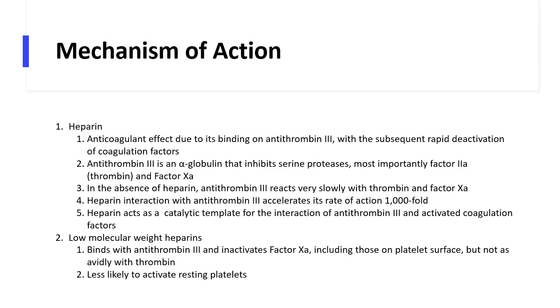What is the mechanism of action of heparin? Its anticoagulant effect is due to its binding on antithrombin 3 with a subsequent rapid deactivation of coagulation factors. Antithrombin 3 is an alpha-globulin that inhibits serine proteases, most importantly factor 2A, thrombin, and factor 10A. In the absence of heparin, antithrombin 3 reacts very slowly with thrombin and factor 10A. Heparin interaction with antithrombin 3 accelerates its rate of action 1,000-fold. Heparin acts as a catalytic template for the interaction of antithrombin 3 and activated coagulation factors.